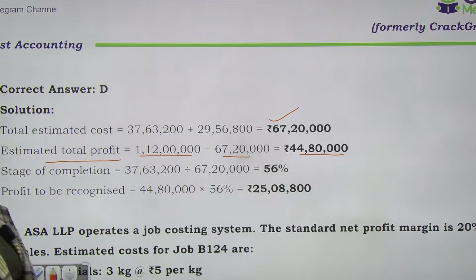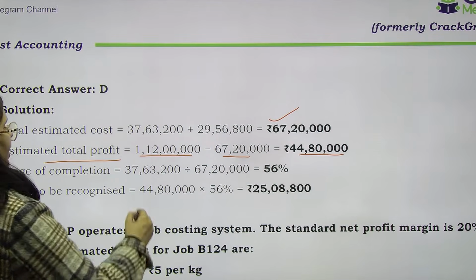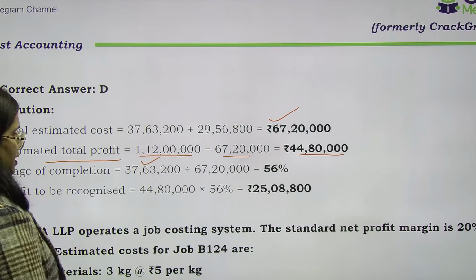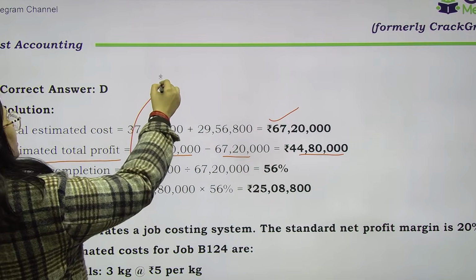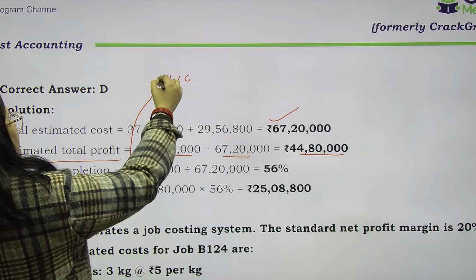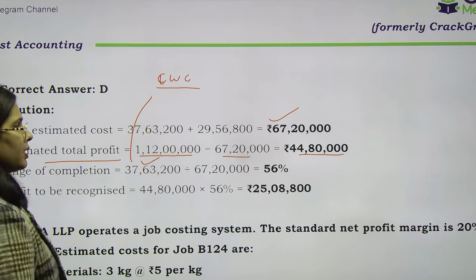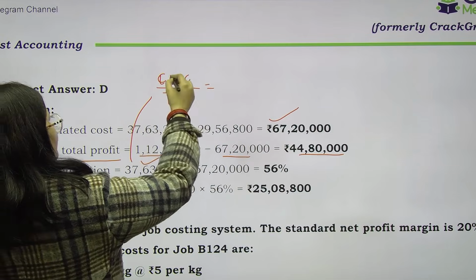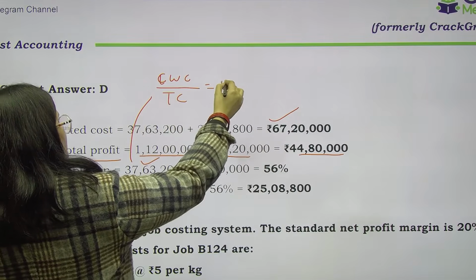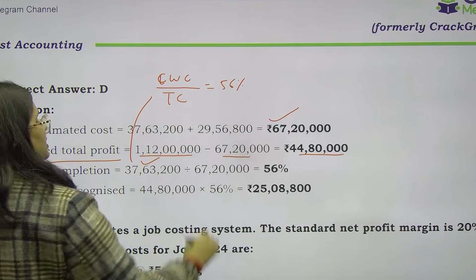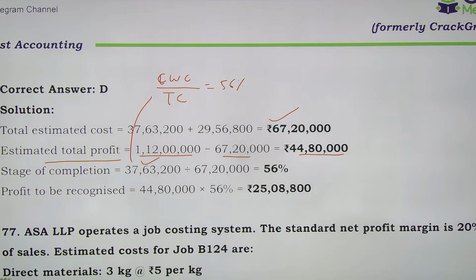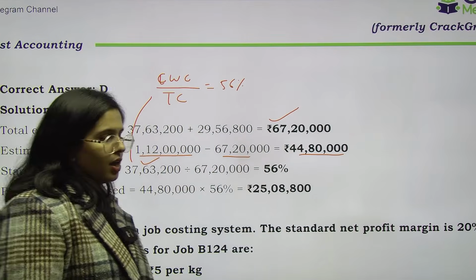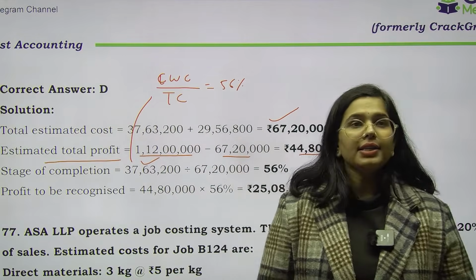But out of this, how much can I recognize? This would be calculated on the basis of this. This is the cost of work certified, and this is the total cost. So based on this, we have compared cost with cost. We know 56% is complete, and accordingly we are going to recognize the profit.